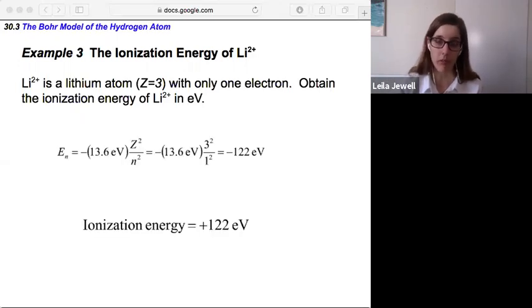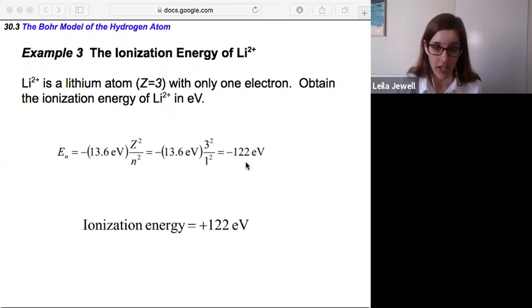Well, the ground state we can calculate for lithium, which is a bit different than that of hydrogen, because lithium has Z equals 3, n is still equal to 1 for the ground state. So it comes out to negative 122 electron volts. That's a lot deeper than just negative 13.6.